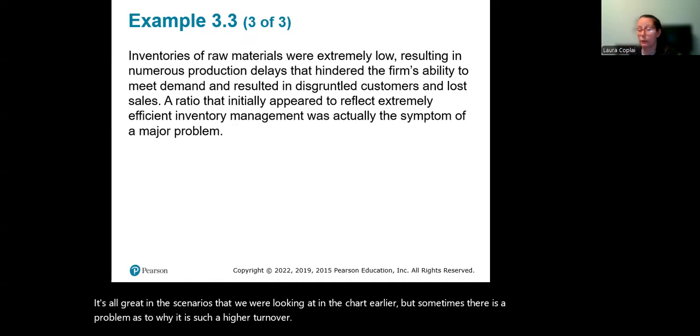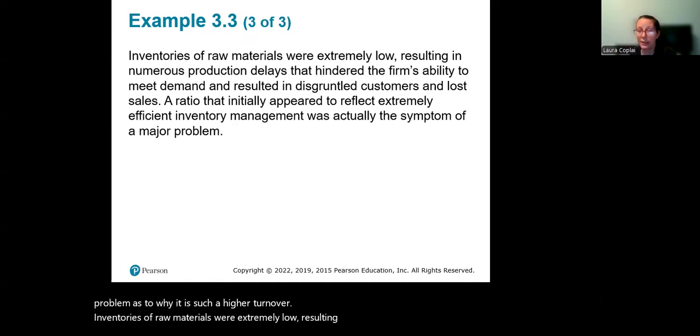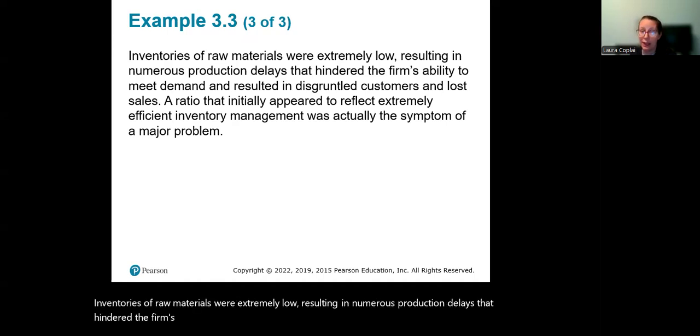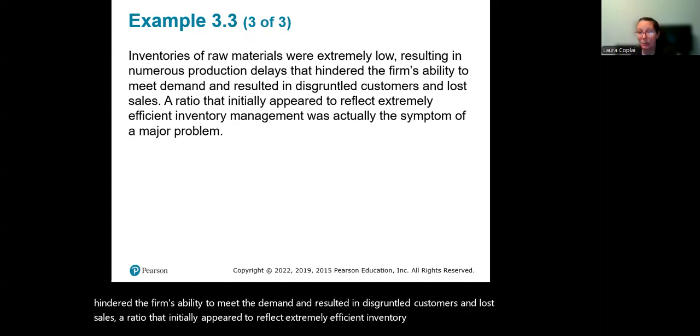Inventories of raw materials were extremely low, resulting in numerous production delays that hindered the firm's ability to meet the demand and resulted in disgruntled customers and lost sales. A ratio that initially appeared to reflect extremely efficient inventory management was actually a symptom of a major problem.